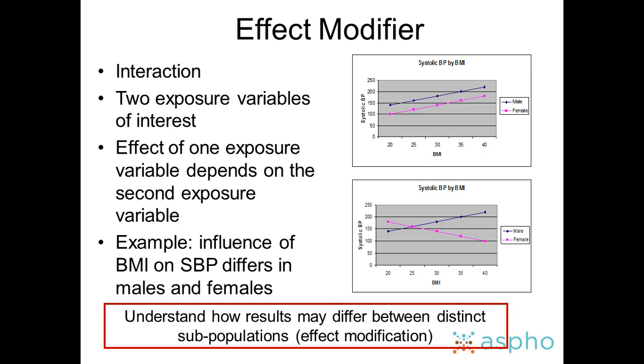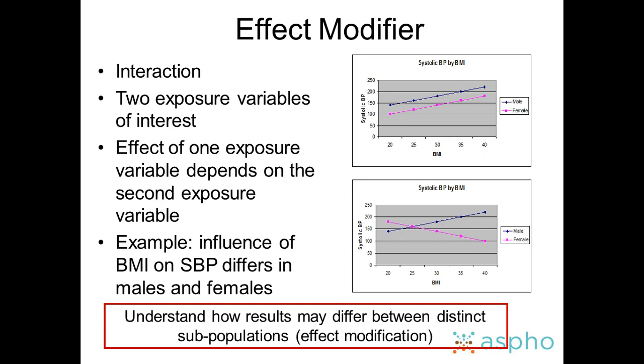So effect modification is also called interaction. It's where there are two exposure variables of interest. And in this example, we are asking the question of how body mass index and gender influence systolic blood pressure. And it really asks the question of, does the effect of one exposure variable depend on a second exposure variable? So in this top example, you can see that there is a positive relationship between BMI and systolic blood pressure in both males and females.